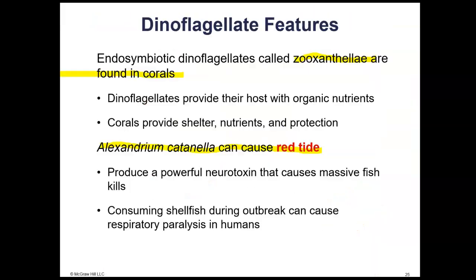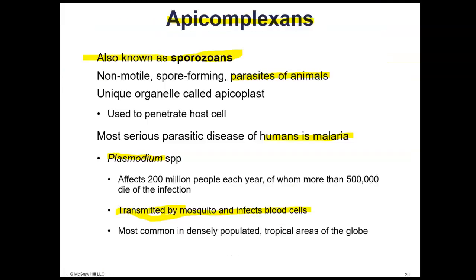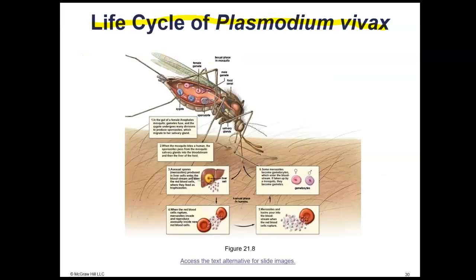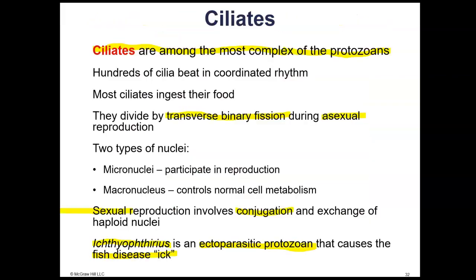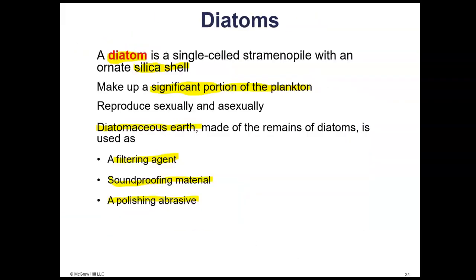the dinoflagellates, one called Alexandrium causes red tides, the apicomplexans, and our example there is Plasmodium that causes malaria. Remember, their sexual reproduction part of their life cycle occurs in the mosquito and the asexual in the human. Ciliates included the one that causes fish ich and the paramecium.